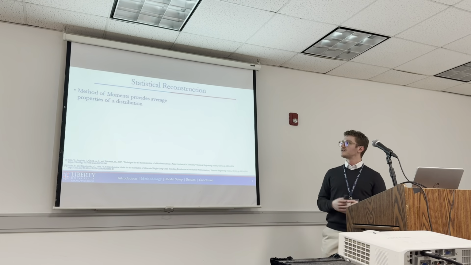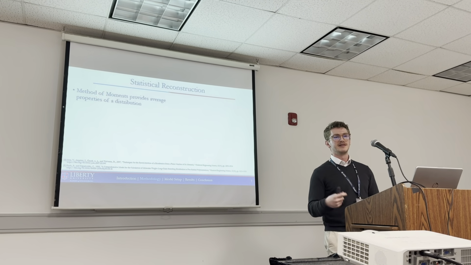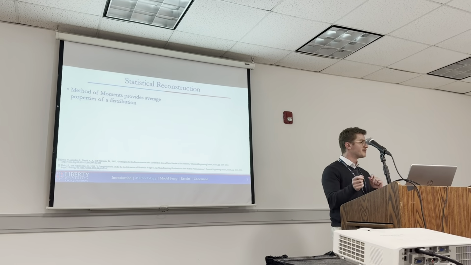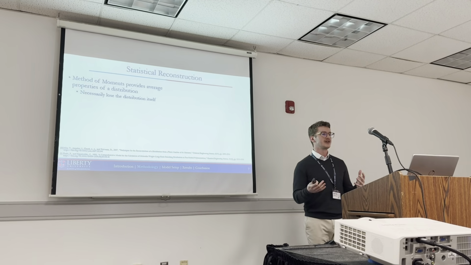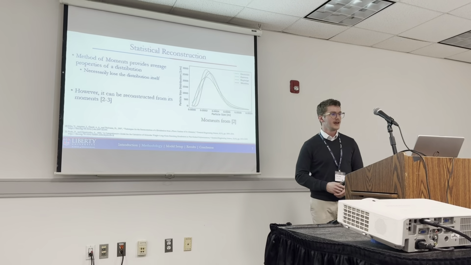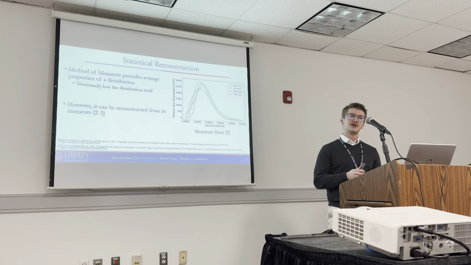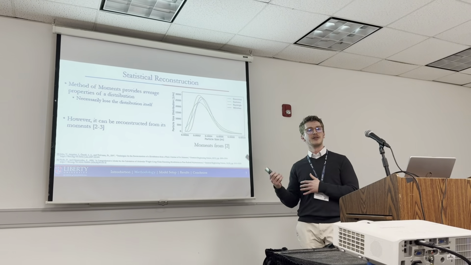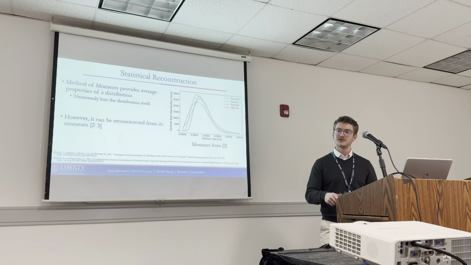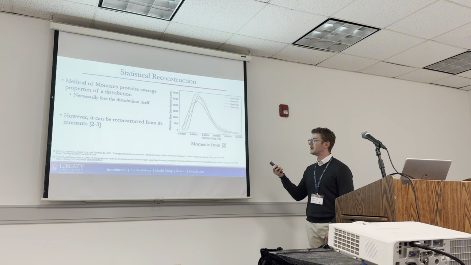So the method of moments provides average properties for a distribution, and it's good for just comparing different methodologies quickly, but we necessarily lose the distribution with that. However, if we assume the shape of the statistical distribution and know the moments, we can plug those into values to reconstruct what that distribution may look like.